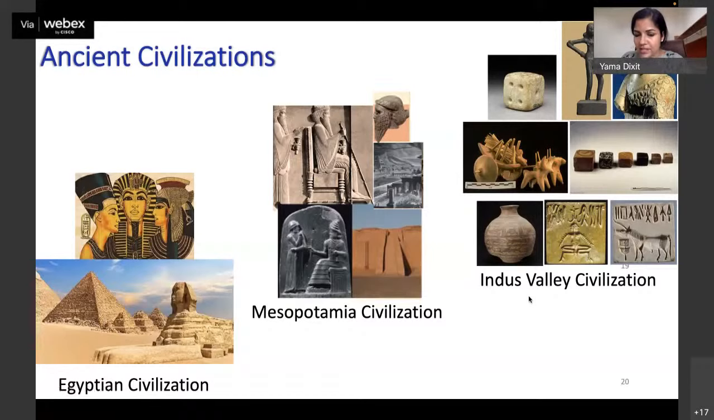and it is also called the Harappan civilization or the Mohenjo-daro civilization. What is common in all these civilizations is that they sprouted, or began, in various regions of the world, but around the same time. These are also called the Bronze Age civilizations. This Bronze Age was sometime between 3,000 and 5,000 years back in time.